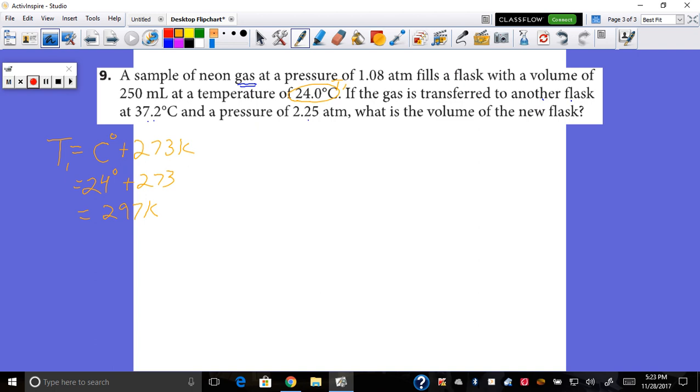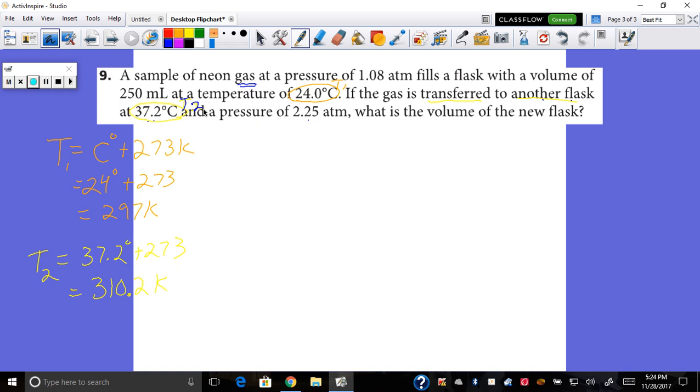All right, our T2 is going to be that one, because it says it's transferred to another flask. So our T2 is going to be 37.2 degrees Celsius plus 273, and that is going to be 310.2 kelvins. So that's our T2. Let's label that T2.